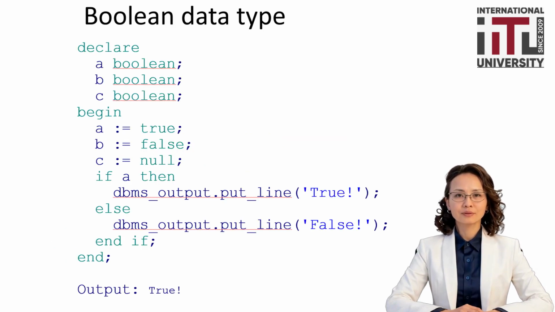This logical expression helps streamline decision-making processes in code. In this example, we declare three Boolean variables, a, b, and c. Variable a is set to true, b to false, and c to null. The conditional statement checks a, and since it's true, the output is true.